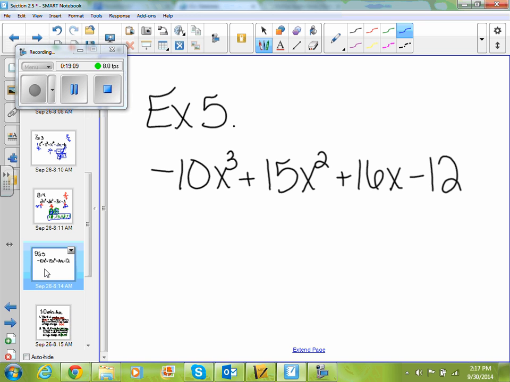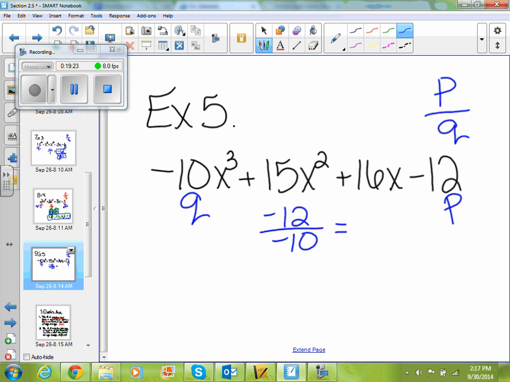Okay, so we're again going to do P over Q, where P is your last number, and Q is your first number. So then if we do that, P is negative 12, and Q is negative 10. We can reduce that to be 6 over 5. But when we're actually trying to find our answers, we have to leave it.